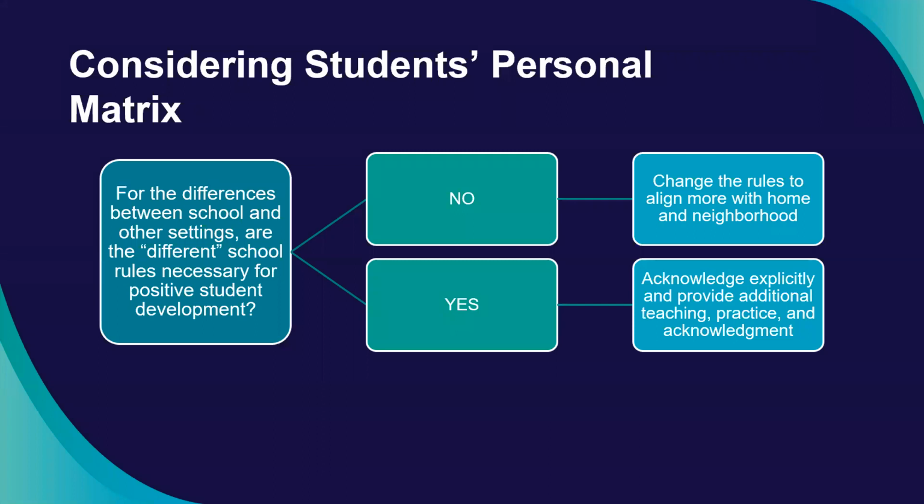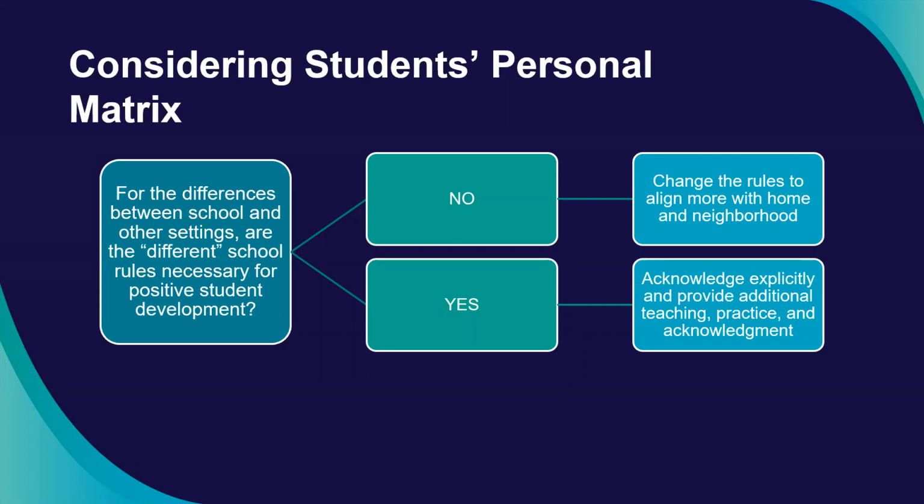We want our school culture and values to align as much as possible with students and teachers' community and home values. With that said, there will be some discordance at times. Expectations that may be appropriate at home or hanging out with friends may not be the same as the expectations in school. So when the behaviors are different, we want to think about whether our school rules need to be different.